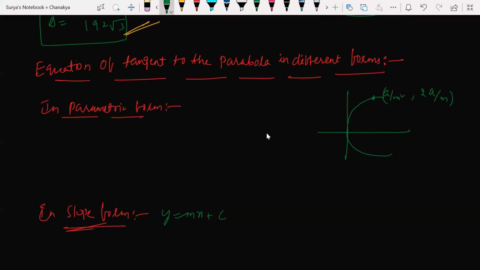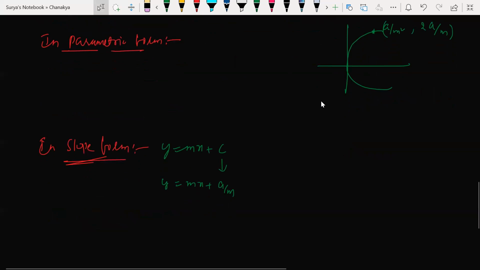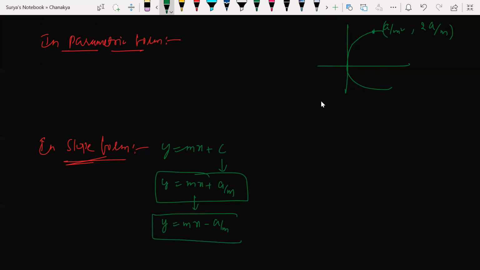Are people able to understand or not? y is equal to mx plus c. See here, my c is going to be a by m, so y is equal to mx plus a by m. This is my tangent equation in slope form. Now y is equal to mx minus a by m. So this tangent is for y square is equal to 4ax, and this is the tangent equation for y square is equal to minus 4ax.